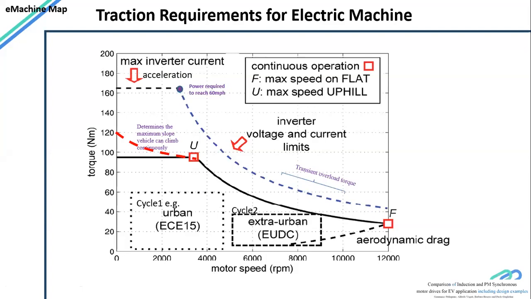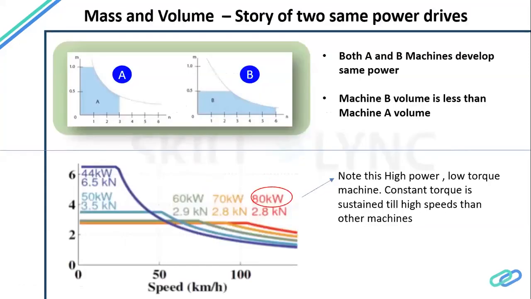There is a peak requirement and there is a continuous requirement. Both conditions we have to put here, and that is where you can see the electric machine torque speed curve for peak as well as continuous in this chart.